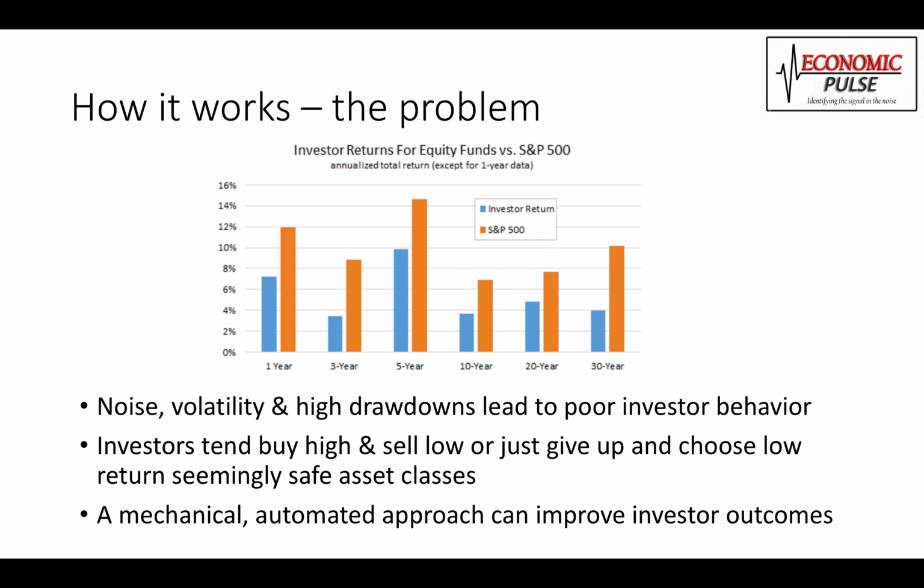And what that volatility and noise translates into is just poor performance. So this is stock market returns, S&P 500 versus investor returns. These are studies done by Dalbar. You may have heard of them. Basically, they look at dollar flows into and out of funds and ETFs. And you see the investors underperform the markets. Why? Noise, volatility, and high drawdowns lead to poor investor behavior. We tend to do the opposite of what we're supposed to do. We tend to buy high and sell low based on fear. Or we just give up and choose low returning asset classes like bonds, where inflation is going to be very detrimental. So a mechanical automated approach can improve these outcomes for everybody.